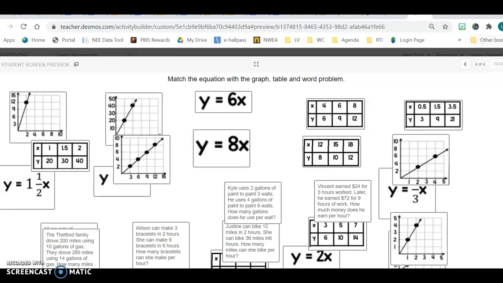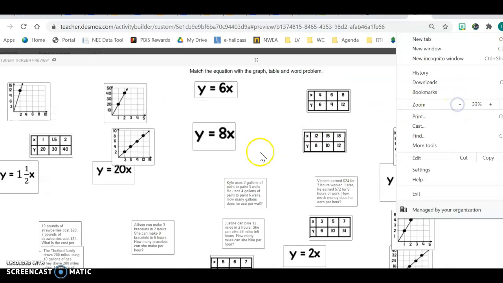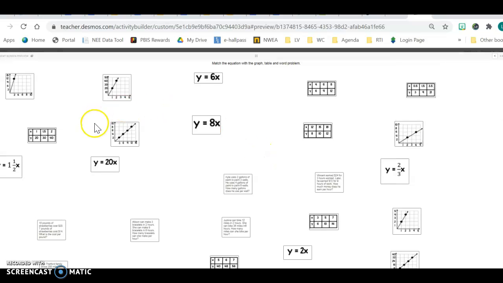So, like I said, if you zoom out, you can see more of your cards all at once. But what I would do is start with your tables. So 20 divided by 1 is 20. And so I need to find that equation. So that's going to be y equals 20x. So I'm going to match that together.